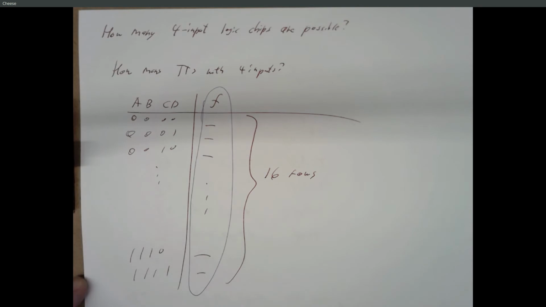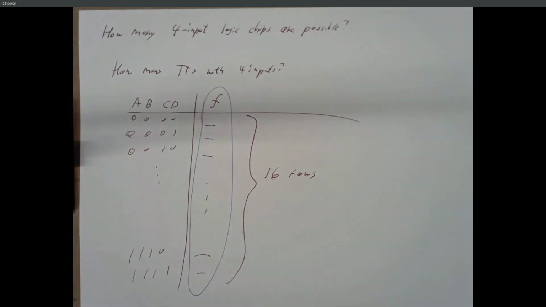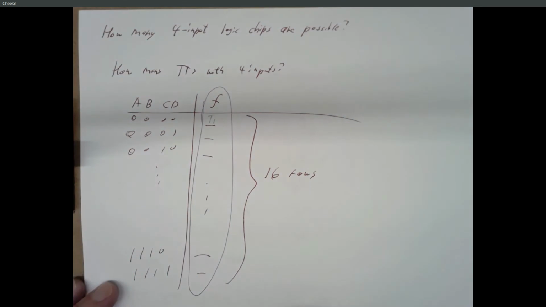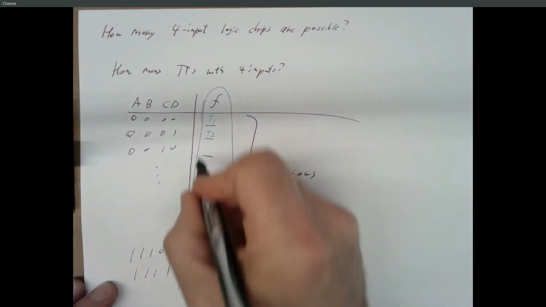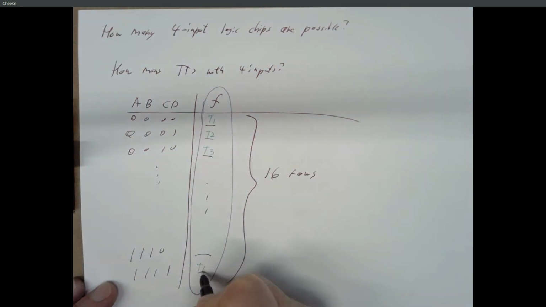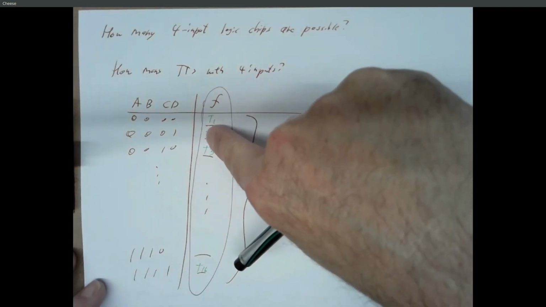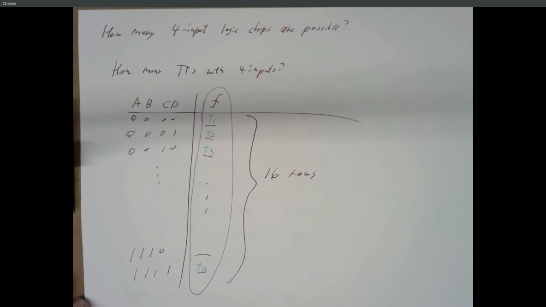So how do we break that into subtasks? The task is to fill in this whole column with ones and zeros. How many ways can we fill in this row's output? And so on. Right, so we have 16 subtasks. Give me a 1 or a 0, give me a 1 or a 0, 16 times, and we've got a whole truth table.